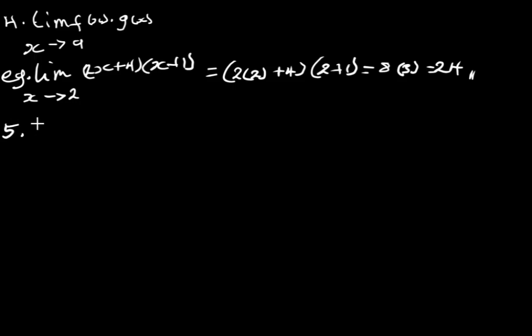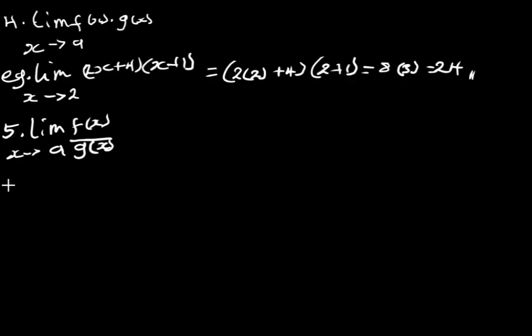The fifth one too is almost the same as the fourth one, but the only difference is that although it consists of two functions, at this point the two functions are not going to multiply, but they are going to divide each other. So if we have limit of f of x, that's the first function, divided by g of x, the second function, as x approaches a. This is the fifth standard formula of limits.